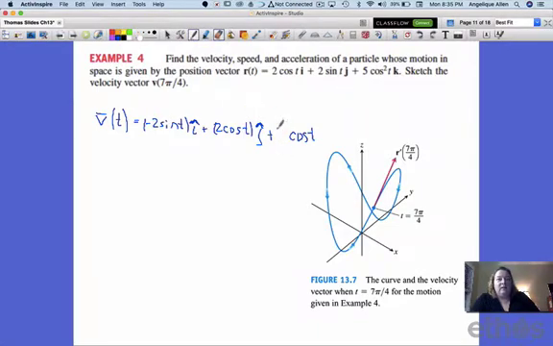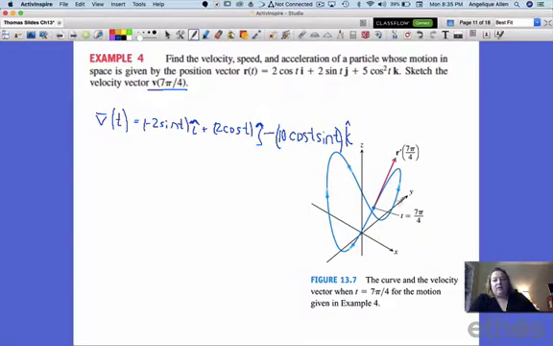Okay, 5 times 2. Second power comes down to first power, and then the derivative of cosine t is negative sine t, so I will go back and change the sign here to negative, and that will be in the k direction. So there's our velocity vector, and we can go ahead and do the velocity at 7 pi fourths.